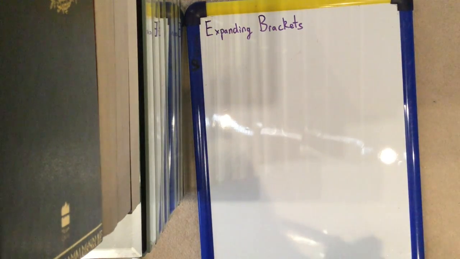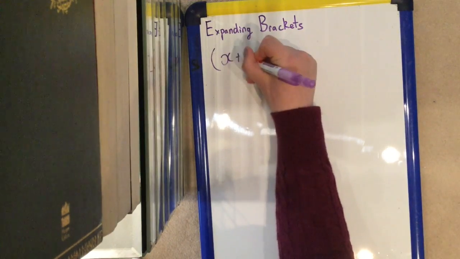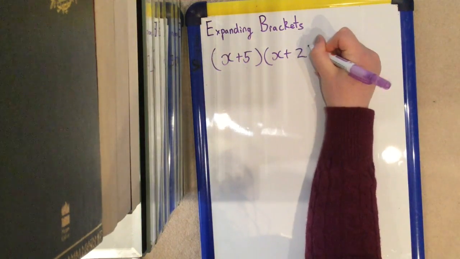Now we've mastered what to do if there's one term outside the bracket, the next thing we're going to look at is 2 brackets multiplied together. This is the most common form of expanding brackets that you'll find in a GCSE paper. So the one we're going to start with is x plus 5 multiplied by x plus 2.